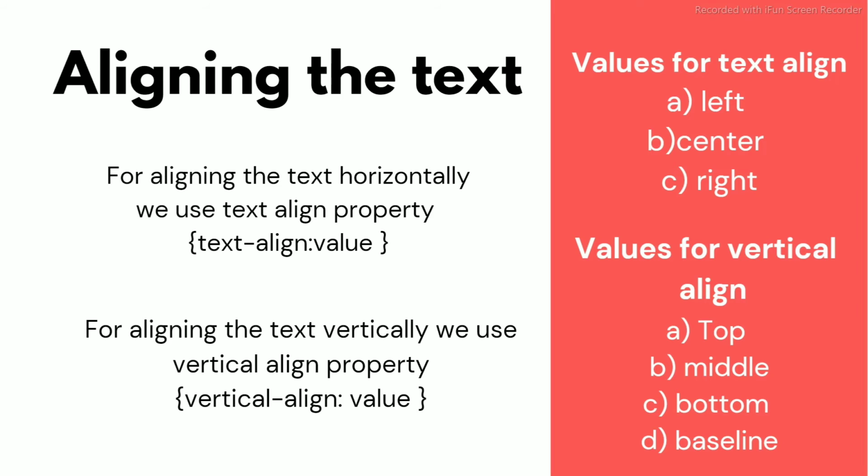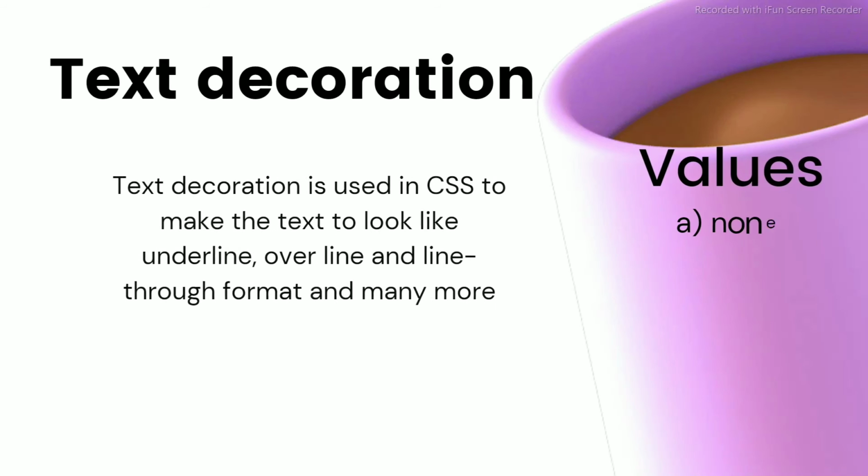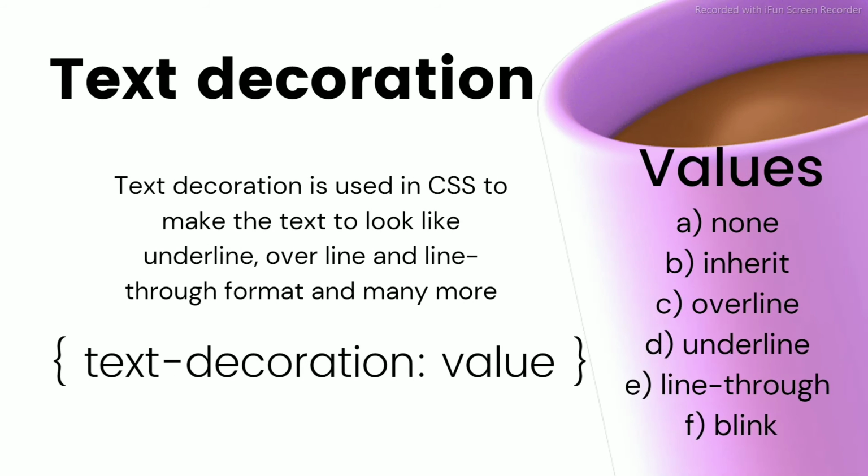Now we are discussing the text decoration. We can decorate the text using the property text decoration. Text decoration is used in CSS to make the text look like underline or overline or line through format and many more. These are the values of text decoration. Well, values include none, inherit, overline, underline, line through, and blink. When I am using text decoration equal to none, it will just display a normal text.